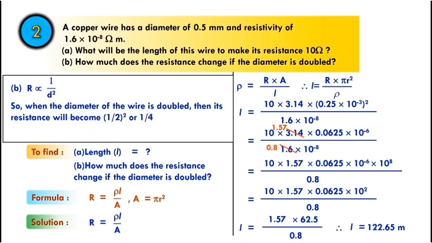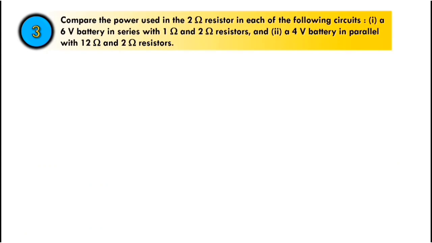I hope everybody understood. Now moving to question number 3, compare the power used in the 2 ohm resistor in each of the following circuits. A 6 volt battery in series with 1 ohm and 2 ohm resistors, and a 4 volt battery in parallel with 12 ohm and 2 ohm resistors. So guys, in this question there are two circuits, one series and one parallel, okay? And the 2 ohm is common in both. Now see here, we have to compare the power.